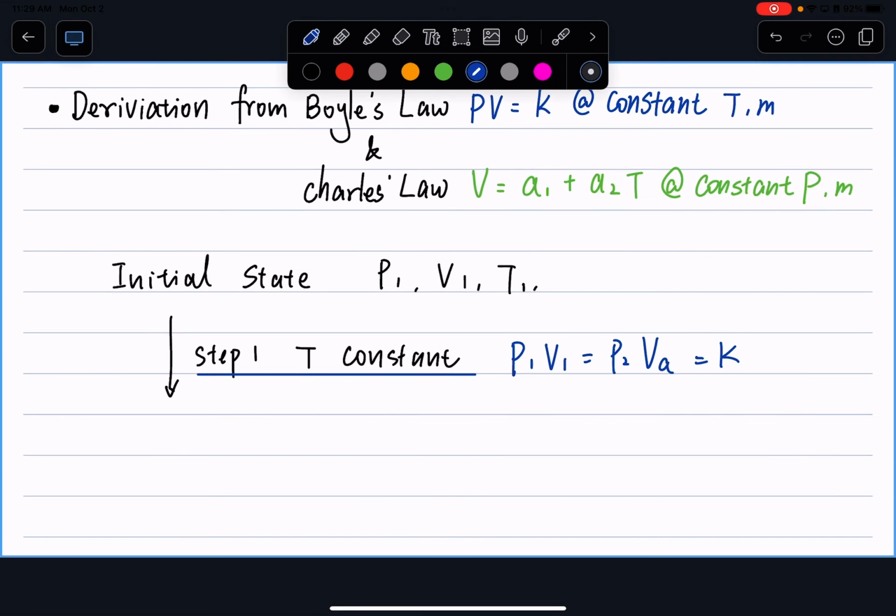Right, so after our initial state to our intermediate state, we're changing from P1 to P2, and we're changing from V1 to some VA, and the temperature is held constant at T1. And that's the relationship we get, is P1 V1 equals to P2 VA.